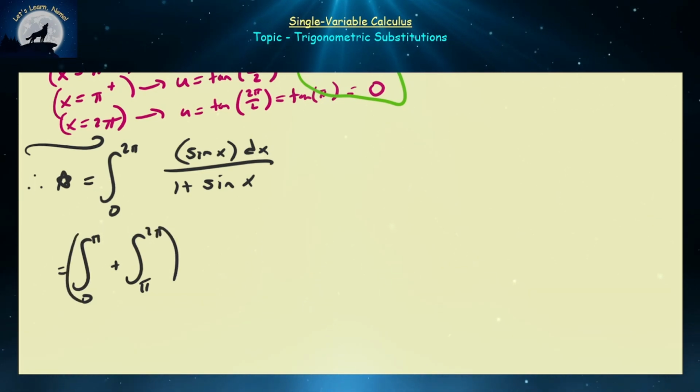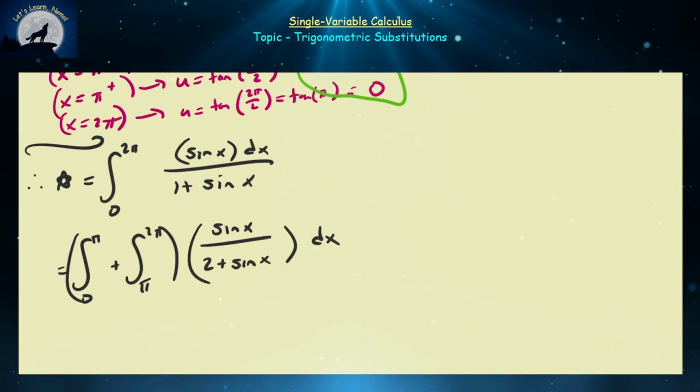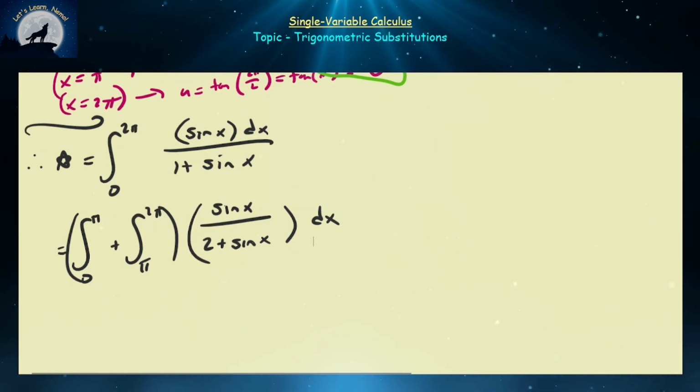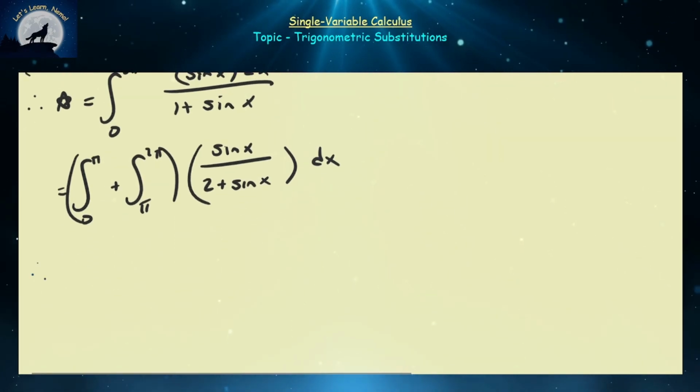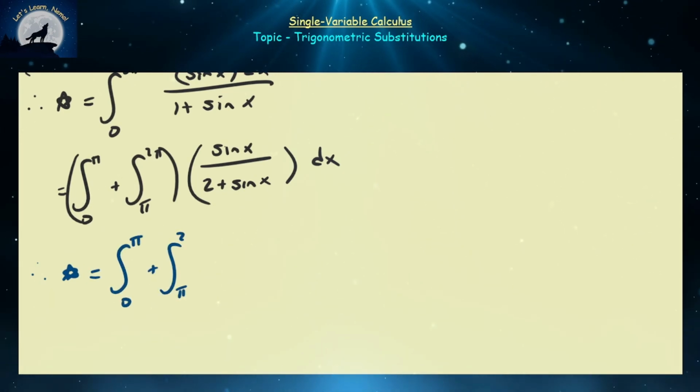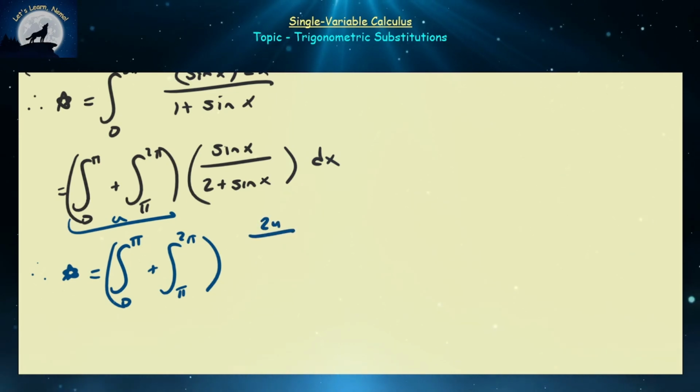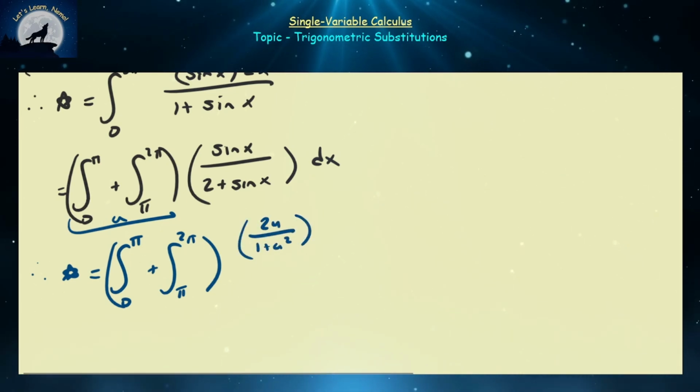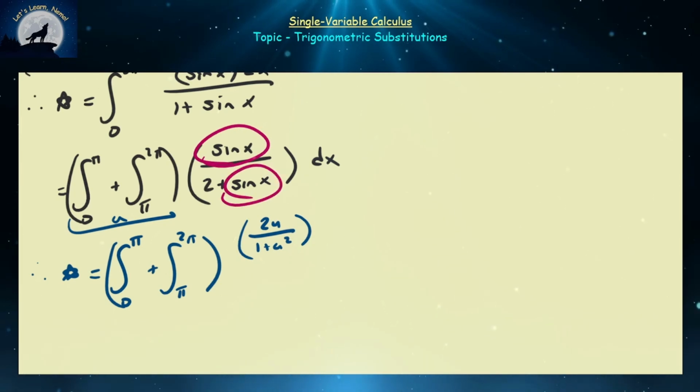So that's going to be our integration, and then we're going to turn this into sine of x all over 2 plus the sine of x dx, and then use our Weierstrass substitution and rewrite sine in terms of 2u all over 1 plus u squared. So therefore our integral will be equal to the integral from 0 to pi plus the integral from pi to 2 pi of, and keep in mind these integrals are in terms of u, not x, 2u all over 1 plus u squared. So that's the top sine, and then we also need to do the same for the bottom, all over 2 plus 2u all over 1 plus u squared.